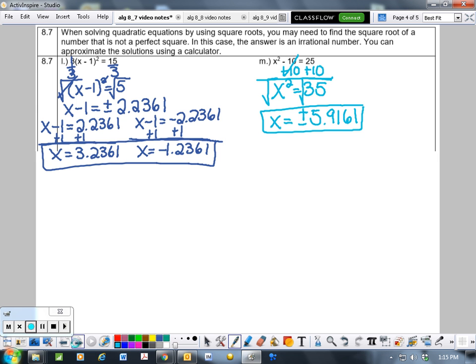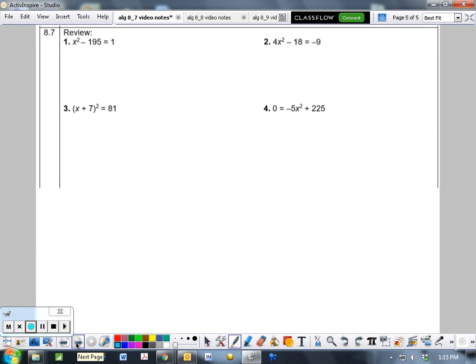Okay, so let's look at another problem. Now we're just reviewing all the different ones that we have. Again, using the idea that we want to get the squared part by itself and then square root on both sides. So, x squared minus 195 equals 1. So I add 195 to both sides. So now I get x squared equals 196. I square root both sides. And I get x equals positive or negative 14.